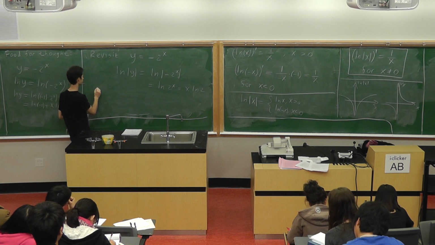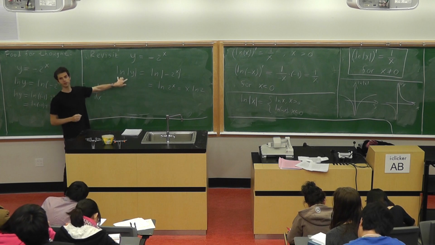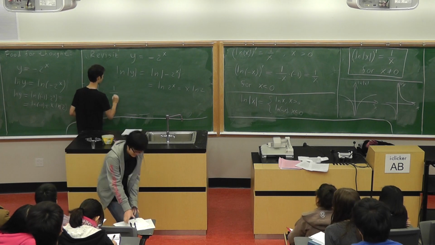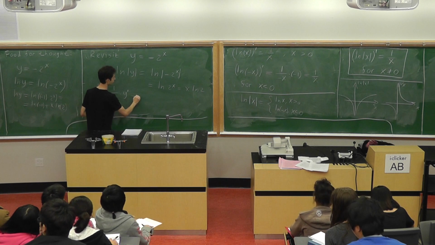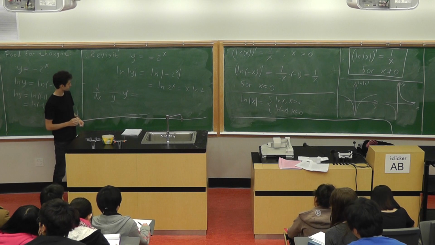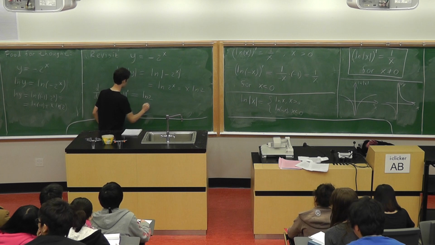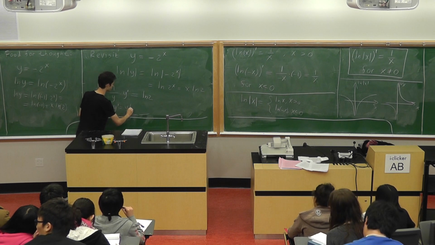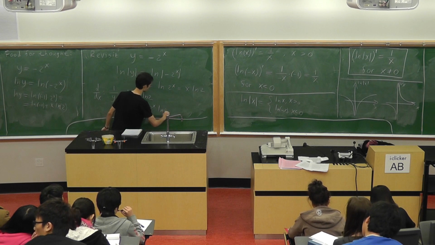Well, now let's differentiate both sides. D by dx on both sides. Well, derivative of ln absolute value of something is 1 over this something times derivative of y, is derivative of x ln 2, which is ln 2. Conclusion, y prime is y times ln 2, so it is negative 2 to the power x times ln 2.